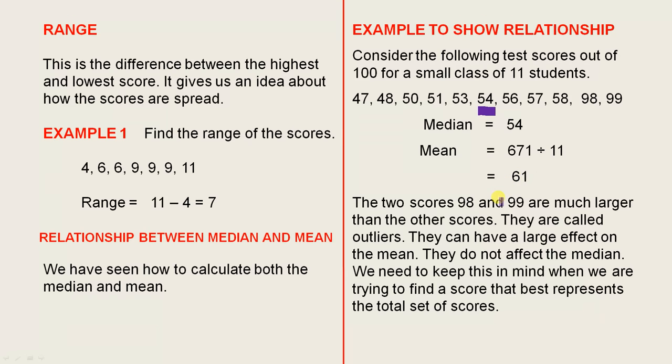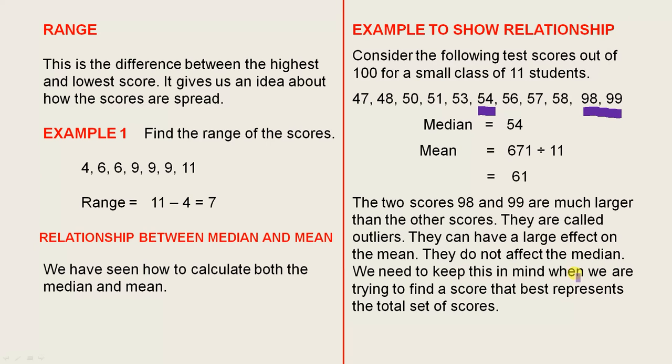Now, the two scores 98 and 99 are much bigger than the other scores. So you can see those two scores there, they're quite large. They are called outliers. They can have a large effect on the mean. They do not affect the median.